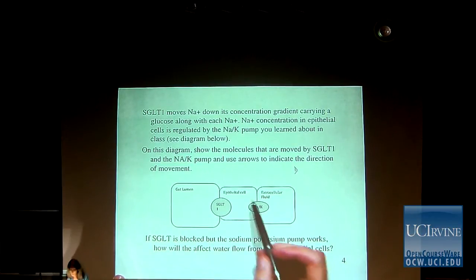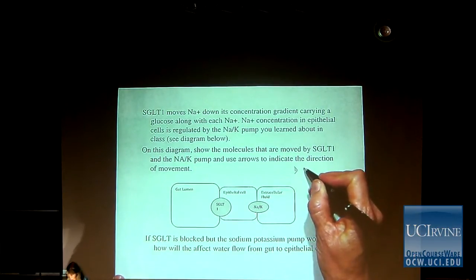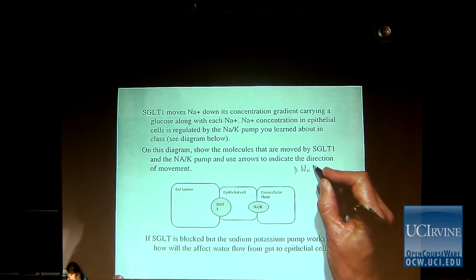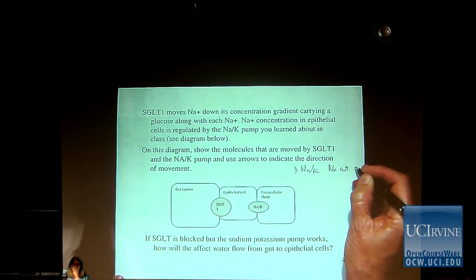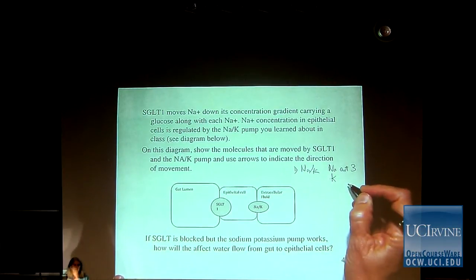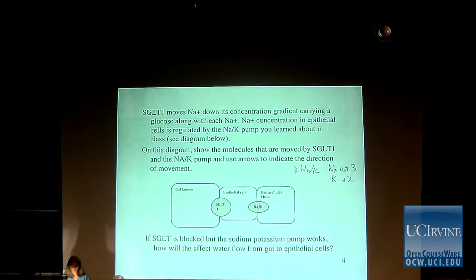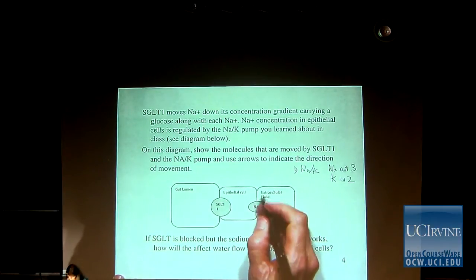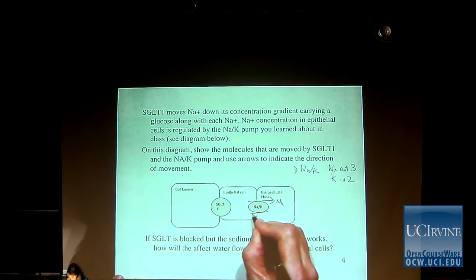So in which direction are sodium ions being pumped? Out of the epithelial cell into the extracellular fluid, right? So for the sodium-potassium pump, we have sodium moving out. How many sodiums for each? 3. Right. And then we have potassium, 2 going in. Okay, so it says I'm supposed to be drawing arrows indicating the direction of movement. So now I get 2 points by writing this. Sodium goes out and potassium goes in.